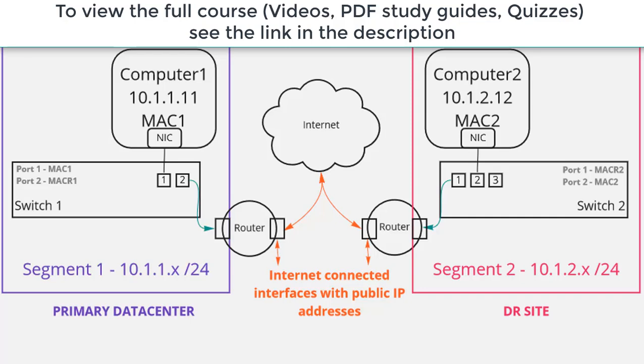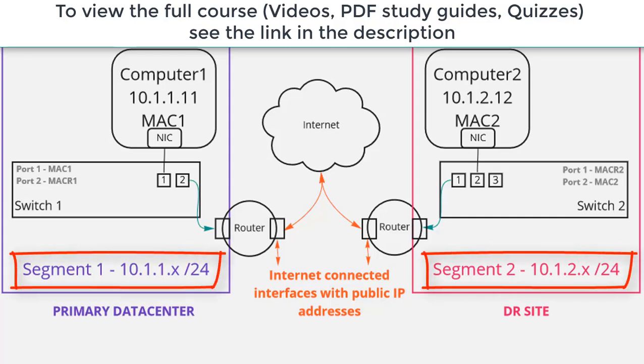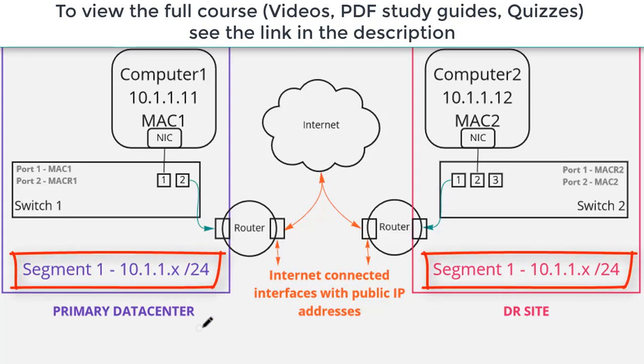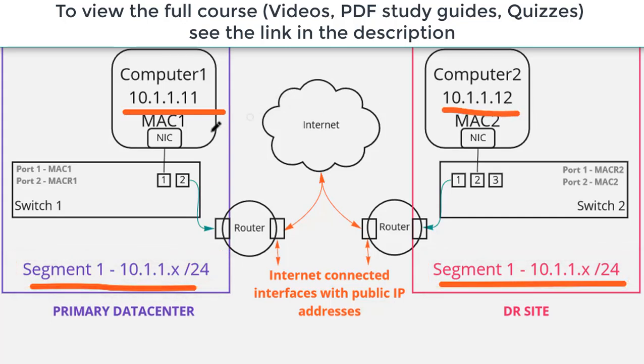Well, let's do that. Let's adjust our diagram here. And let's say that instead of having different subnets at different locations, we want to have one subnet that is present at two locations. So it's a subtle change, but notice what the diagram now looks like. We have segment 1 at location 1 and segment 1 at the DR site. Computer 1 and computer 2 are in the same subnet. If computer 1 generates a broadcast, computer 2 should get it. They're part of the same layer 2 segment.